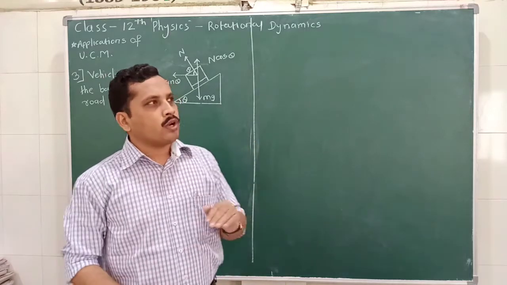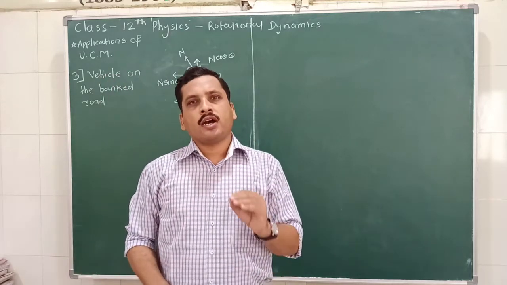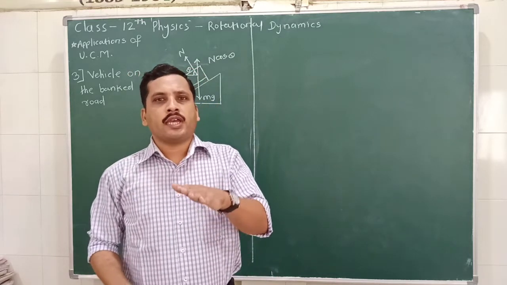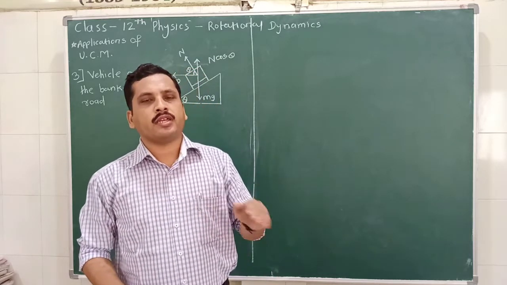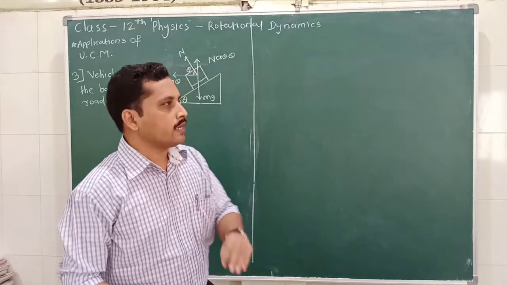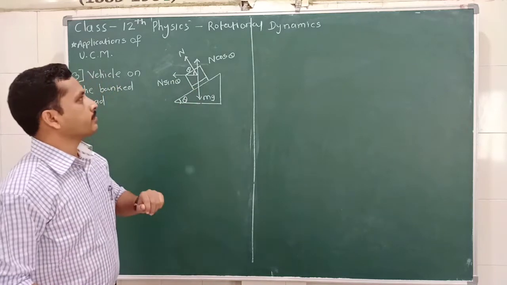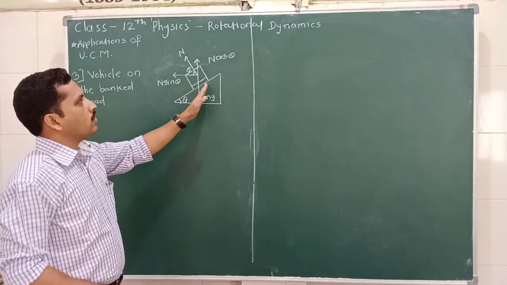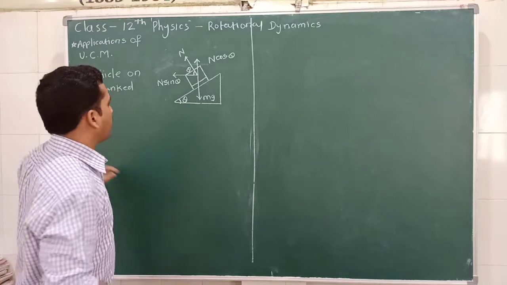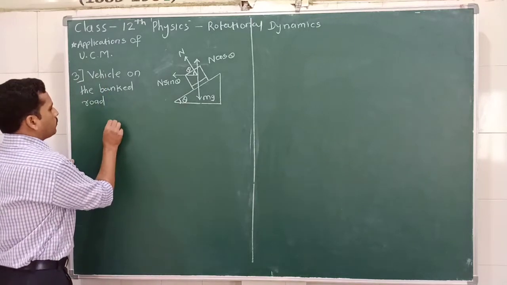Therefore, to overcome this, the layout of the road is such that the outer edge is elevated by some height relative to the inner edge. It is called the banking of the road. Consider a vehicle running on a curved road as shown in the diagram. Let us consider that the mass of the vehicle is equal to m.